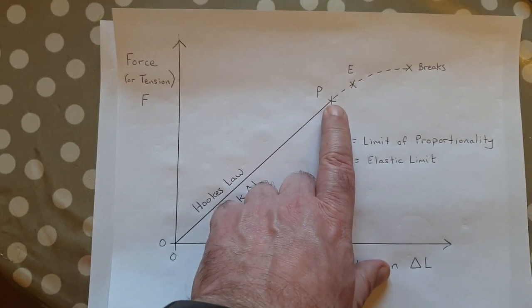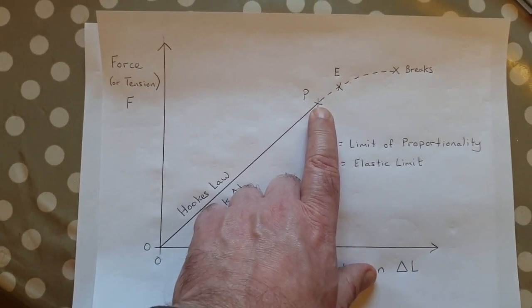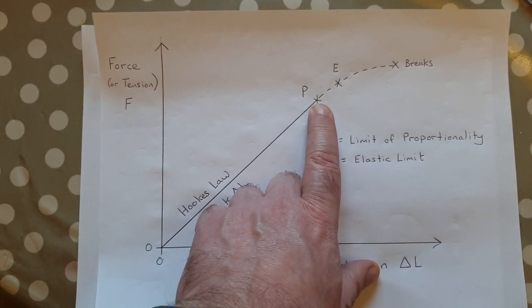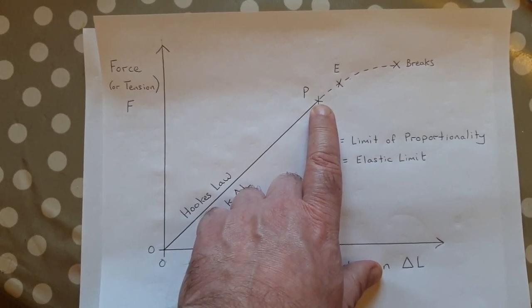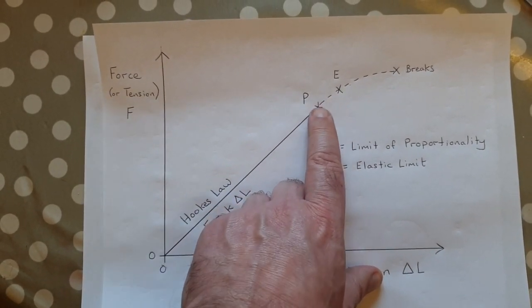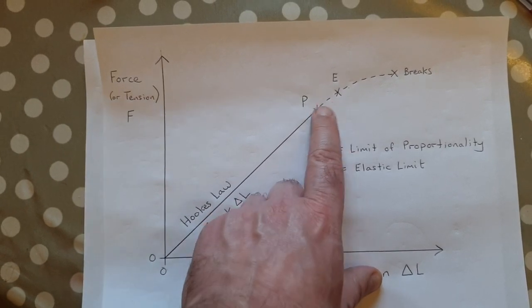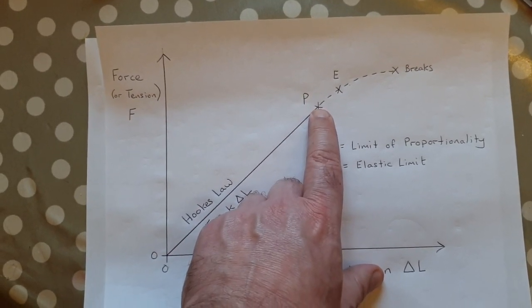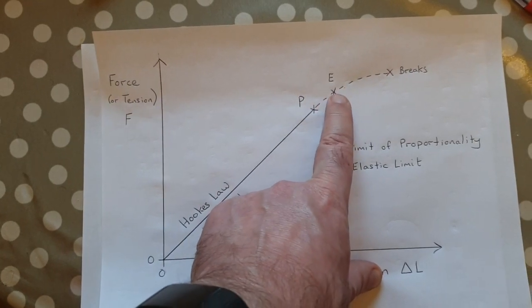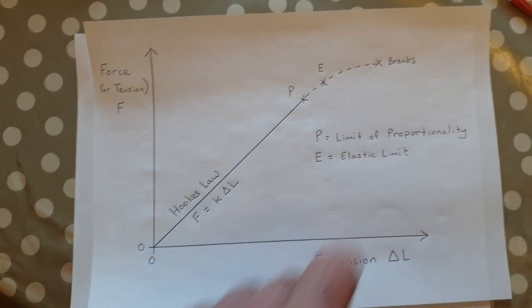Eventually at some point it stops obeying Hooke's law. So I've labelled this point here on the graph P. Beyond point P, as you increase the force, the extension no longer increases in direct proportion. So the graph deviates from a straight line and starts to curve. There is then another point, which I've marked E, which is called the elastic limit.